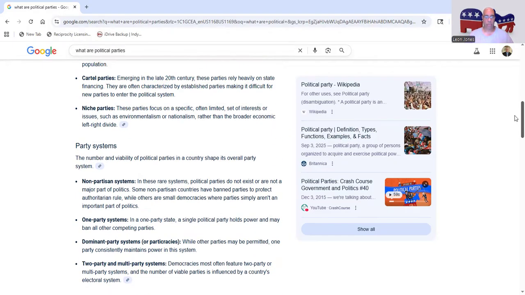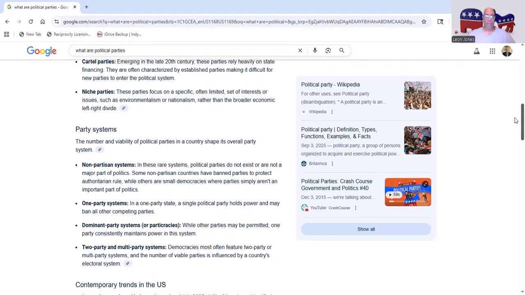Then you have your party systems, and basically the number and viability of political parties in a country shape its overall party system. Non-party systems, again, in these rare systems, political parties do not exist or are not a major part of politics. Some nonpartisan countries have banned parties to protect authoritarian rule, while others are small democracies where parties simply aren't an important part of politics. Then you have one-party systems. In a one-party state, a single political party holds power and may ban all other competing parties.